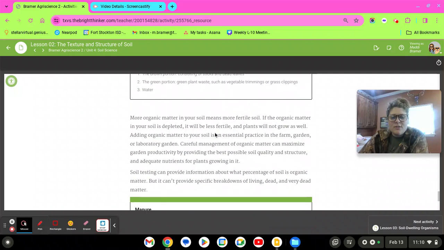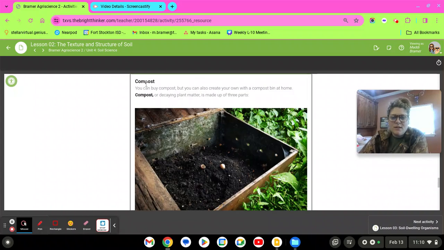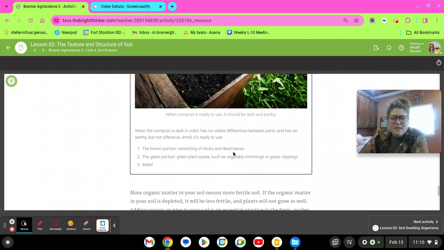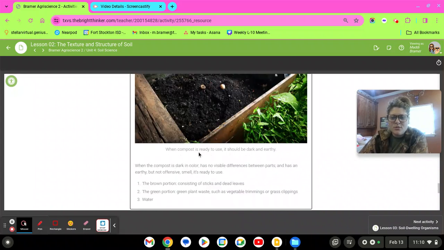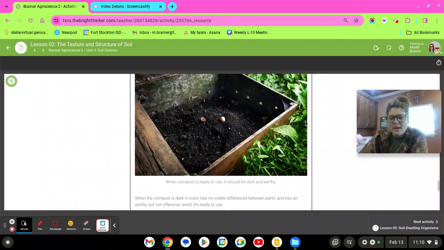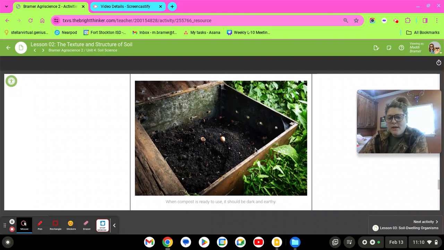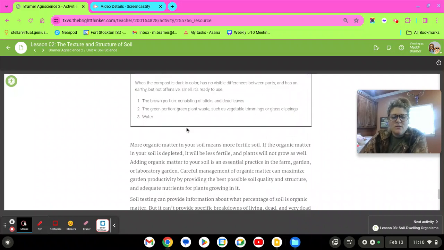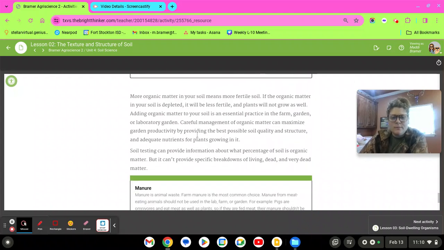One thing you can do to increase your soil fertility is compost. You can buy compost, or you can make your own. Just make a compost bin, and you're going to add sticks, dead leaves, green plants, vegetable trimmings, maybe even some scraps and water, and you're going to store it in a container with some room to breathe, and turn it over every once in a while, and that is going to break down all of those different materials, and basically you're feeding that soil.